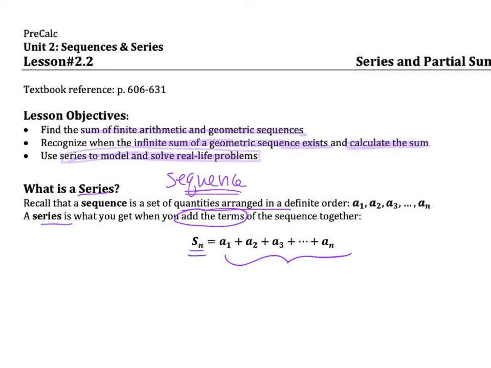So we use that capital S because that means sum of some particular amount of terms, and then you start with the first term, add the second term, and you keep going until you get to whatever the 10th term is. So if I said I want you to take the sum of the first 75 terms, we would have the sum with the sub 75, and then of course our last term in that series would be the 75th term.